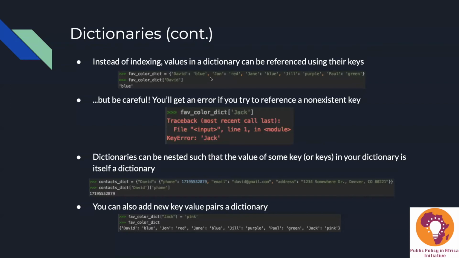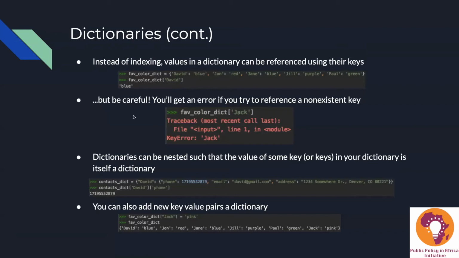So if we want to find out what David's favorite color is, we use this bracket notation, kind of similar to indexing, but this isn't indexing. This is referencing a key to get the value. So I take my fave color dict, and then the square brackets with the David key, and that returns the blue value, because that's the value associated with that key. That's how you can retrieve things from the dictionary. You specify the key, and then it returns the value.